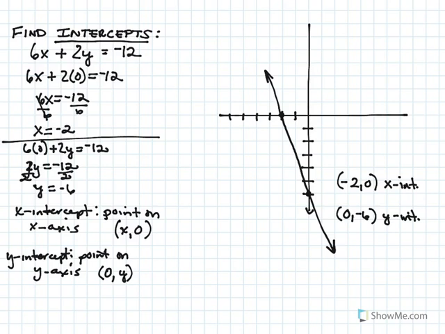So make sure you understand how to write it as an ordered pair, and make sure you understand how to determine which is which. So the x-intercept is the one that has the value for x with the y being 0. The y-intercept is going to have a value for y and the x always being 0. And that's how you find x and y intercepts.